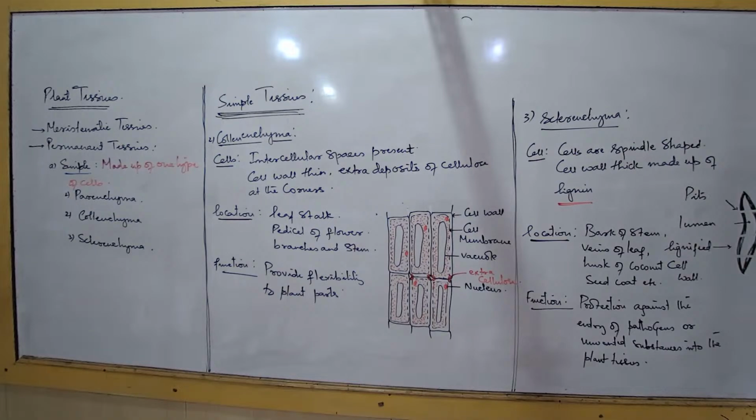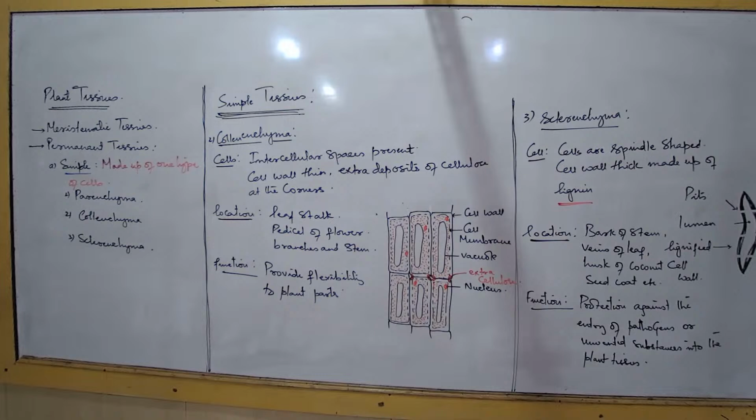Number 2. Collenchyma is present at the leaf stalk, junction of stem and branch, etc. Chlorenchyma is present only in the photosynthetic cells of leaves and young green stem.